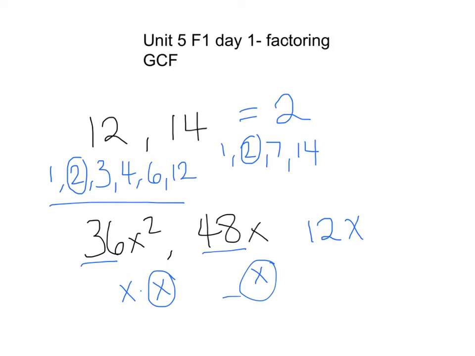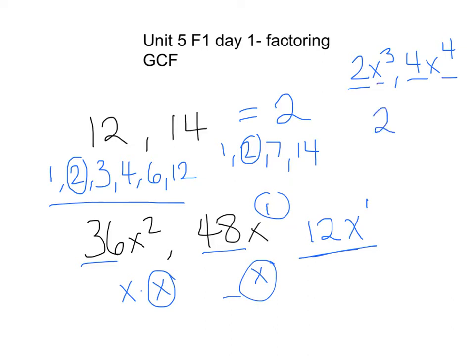And for variables, you're always going to look at the smallest exponent they have. So this one has a 1, so I know my GCF is going to have an exponent of 1. Let's say we had 2x to the third and 4x to the fourth. First thing we're going to do is look at those whole numbers again. So I have 2 and 4. The biggest number that goes into 2 and 4 is going to be 2. And then for my variable, we're going to look at the smallest exponent. So my smaller exponent is 3 right here. So I know my GCF is going to have an exponent of 3.